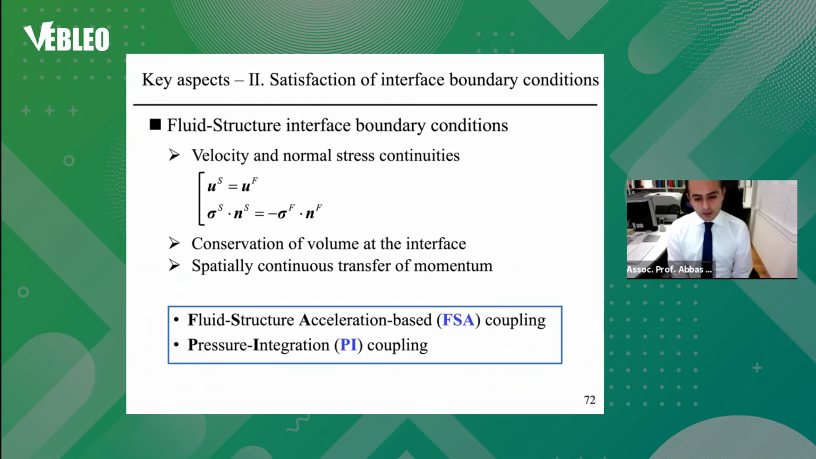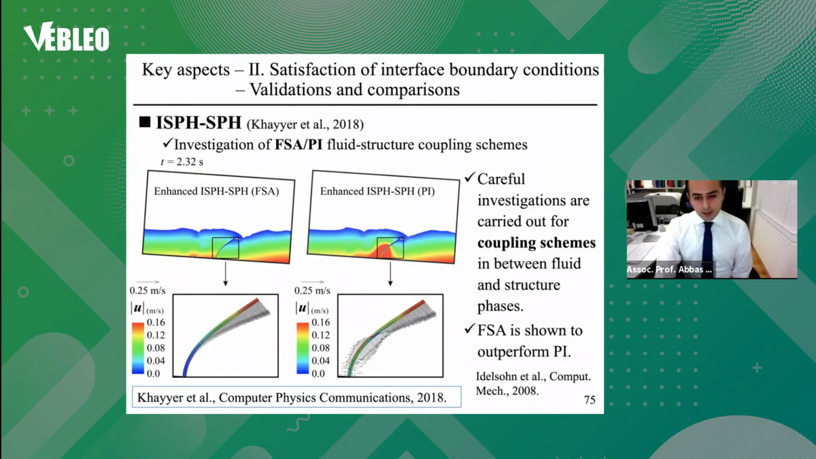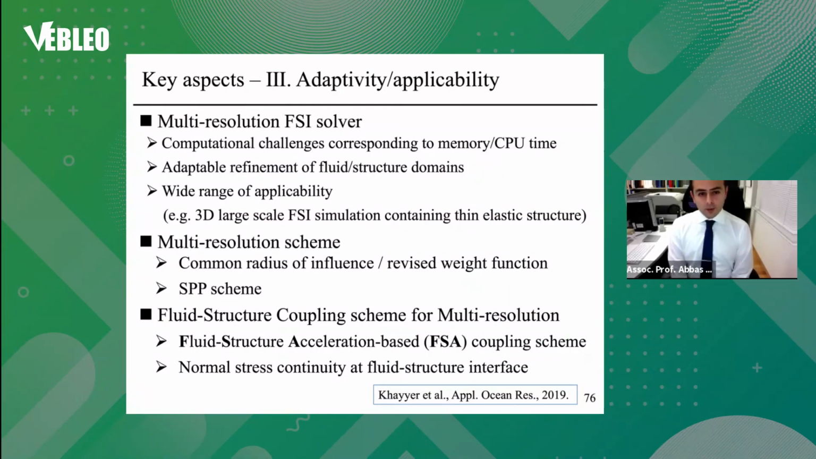What we need to consider is that we need to ensure that the interface boundary conditions, which are written here, for example, normal stress continuity, are precisely guaranteed. And this needs a very careful derivation of the schemes. This is published in Computer Physics Communications 2018, so the interested audience can refer to this paper for more information about the development of hydroelastic FSI in the context of SPH.